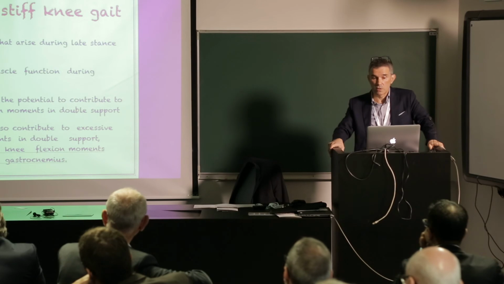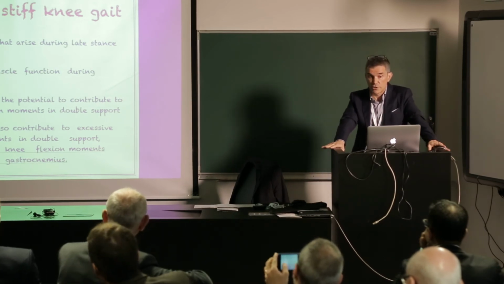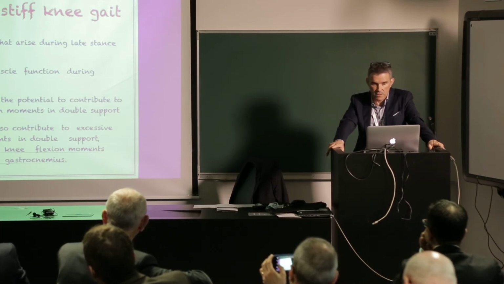In conclusion, the stiff-knee gait results from problems that arise during the late stance phase and abnormal muscle function during the swing phase, so both in stance and in swing. The rectus femoris has a potential to contribute to excessive knee extension, but other factors may contribute to excessive knee extension, such as the inadequate knee flexion moment generated by a weak gastrocnemius. Our results suggest that the vastus intermedius muscle can contribute to stiff-knee gait in a stroke patient, and so we have to measure the activity of the vastus intermedius with EMG before surgery.